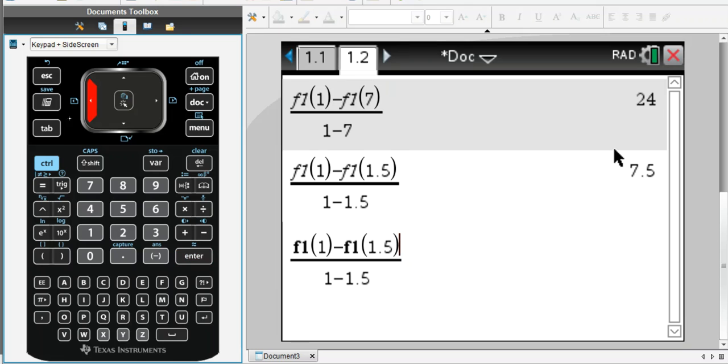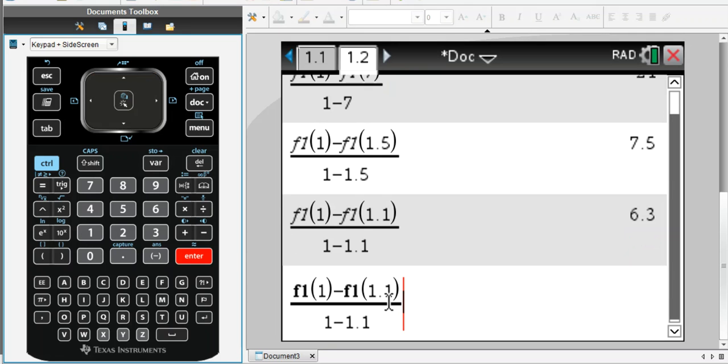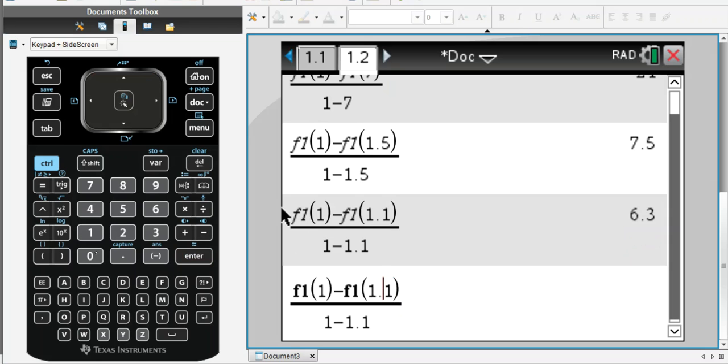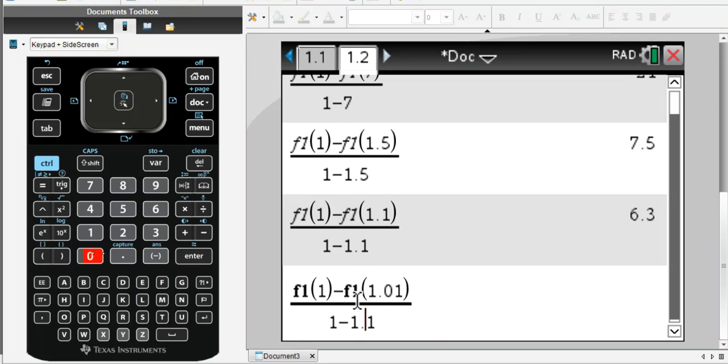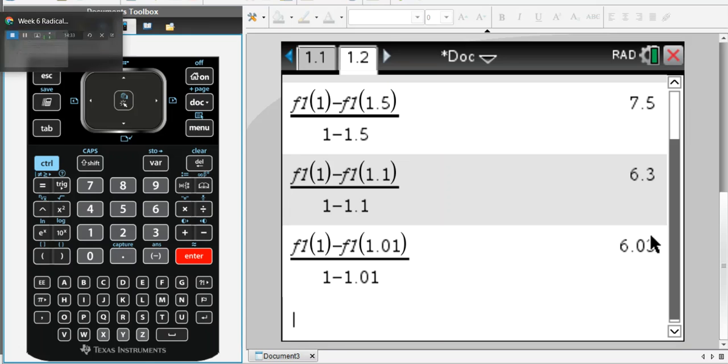Well, what if I wanted to get a little bit closer? What if I wanted to find the average rate of change between 1 and 1.1? Well, I can do that too. There's our average rate of change. What if I wanted to get even closer still, between 1 and 1.01? Well, again, we can perform that as well. And all of those average rates of change were calculated very quickly by having that function stored in our calculator. And we're also starting to see a pattern in the numbers that we've selected so far. We're starting to see a pattern in the average rates of change.